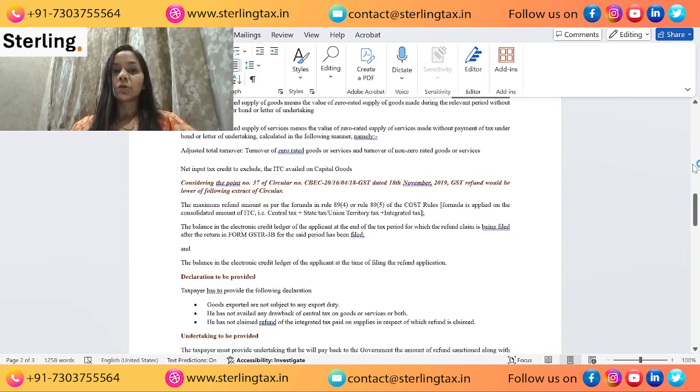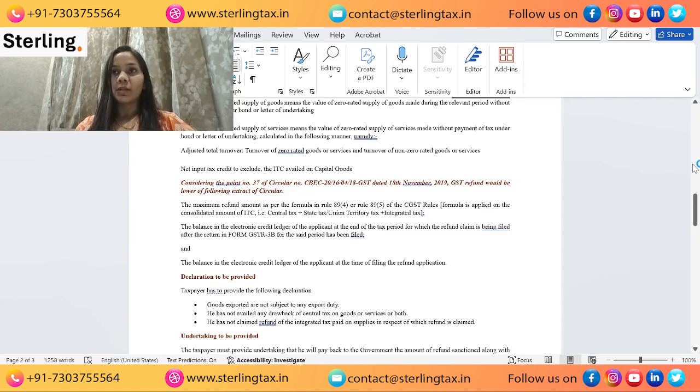What do you mean by the adjusted total turnover? Adjusted total turnover is basically the addition of the turnover of the zero rated supply of goods or services and the turnover of the non-zero rated goods or services. Non-zero rated goods or services are basically what we have domestically sold. Next, the GST refund should be the lowest of the following.